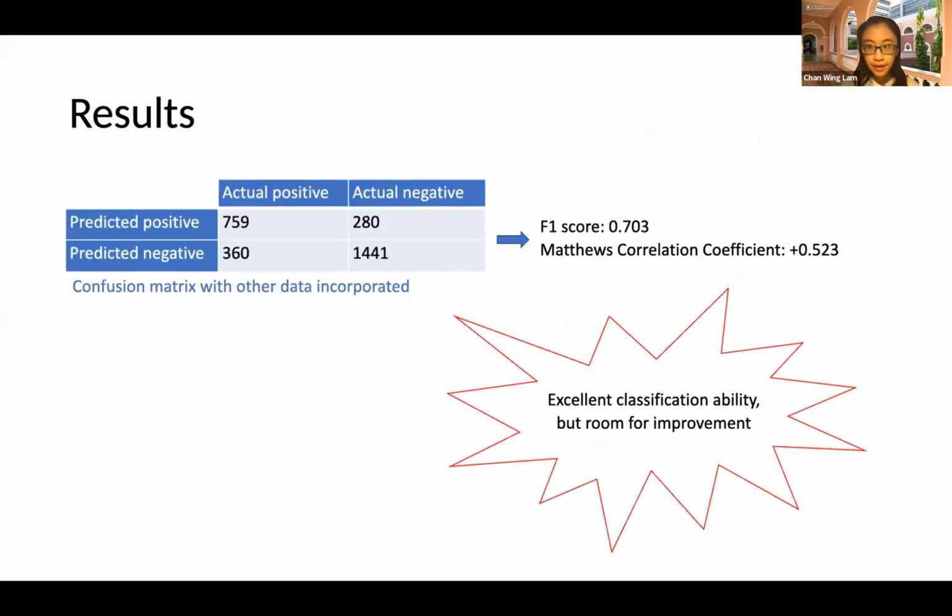So from the table on the left, we were able to calculate the F1 score and Matthews correlation coefficient. F1 score is optimal at 1, and we achieve 0.7. Matthews correlation coefficient ranges from -1 to +1. So these show that the model has excellent classification ability. However, there is still a lot of room for improvement.